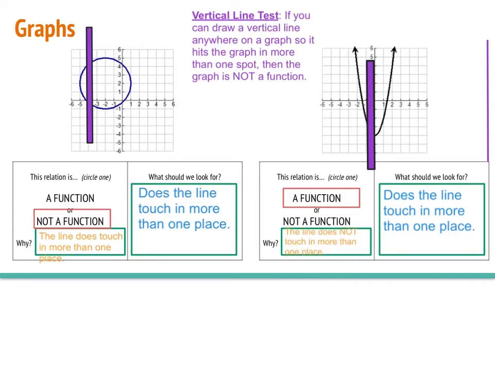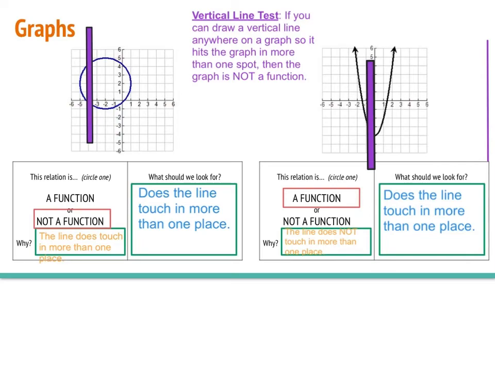So let's summarize the notes. When you are given a table or ordered pairs, you want to look at the x values. If you have repeated x values with different y values, then it is not a function. When you are given a graph, you should use the vertical line test. When you draw the vertical line anywhere on the graph and the line hits the graph in more than one place, it is not a function.